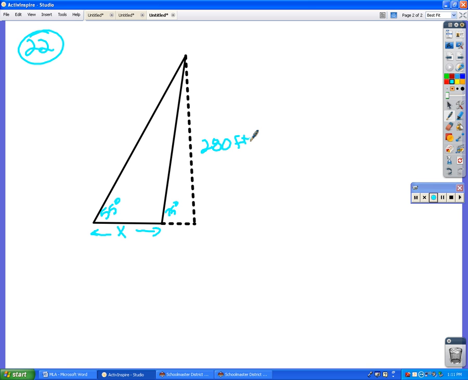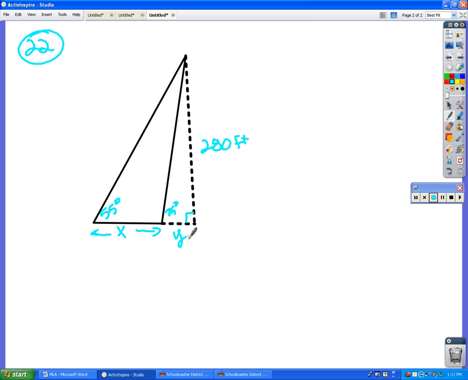22, this is a good one. We are supposed to figure out what x is, right? The problem is that x is not a side of a right triangle. It is a side of a triangle, but it's not a right triangle, so we can't use the sine, cosine, tangent stuff to figure it out directly. But this one in the corner is a right triangle, okay? So I can at least figure out what this side is right there. Let's call that y.